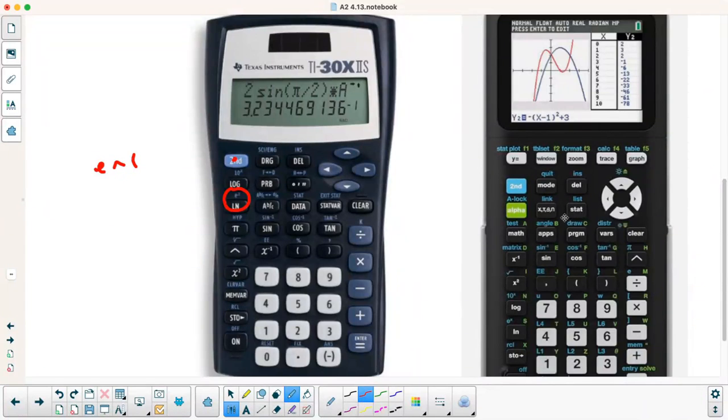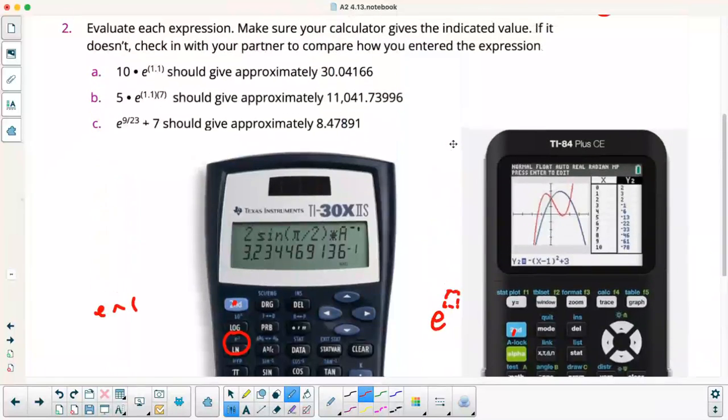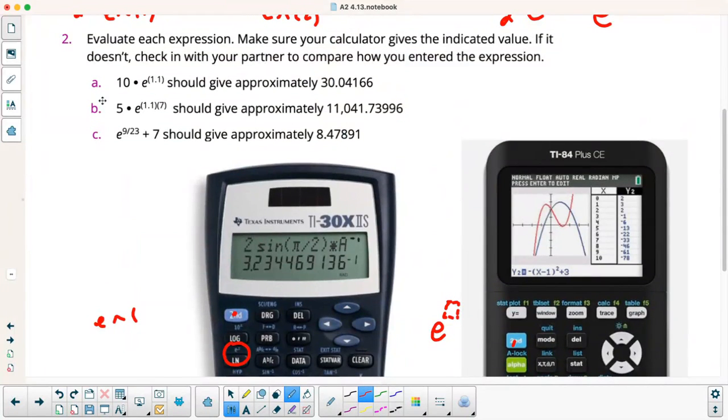All right, now this one here, your e button is right here. So you've got to hit second and then hit that button, and boom, that'll pop up. It'll look like this. It'll be like e, and it'll have a little box right there. Okay. All right. So go ahead, type these into your calculator. Make sure you get the right value. If you want to pause the video, you can, but when you type those in, make sure you get what you're supposed to.